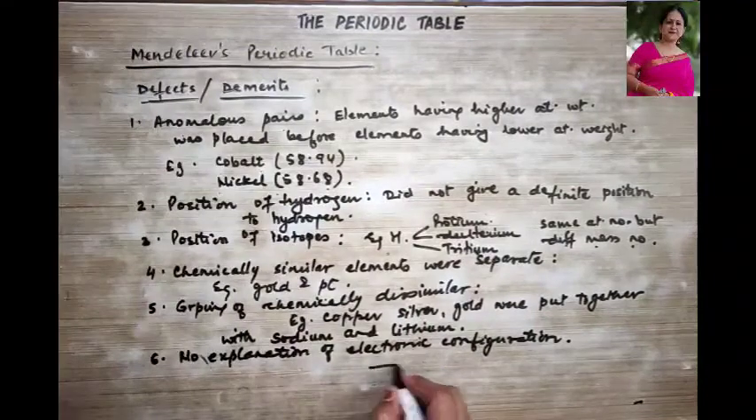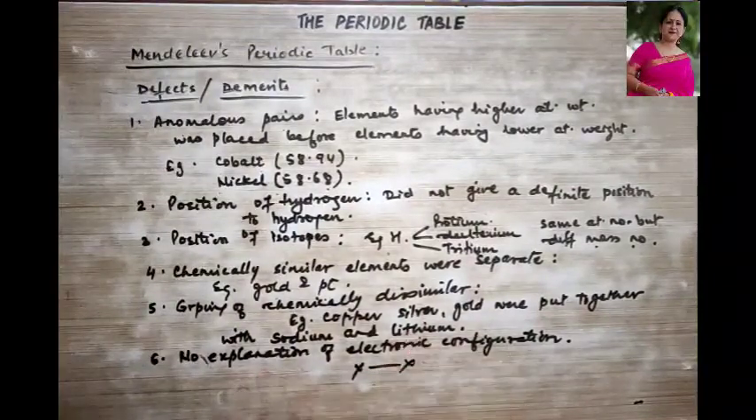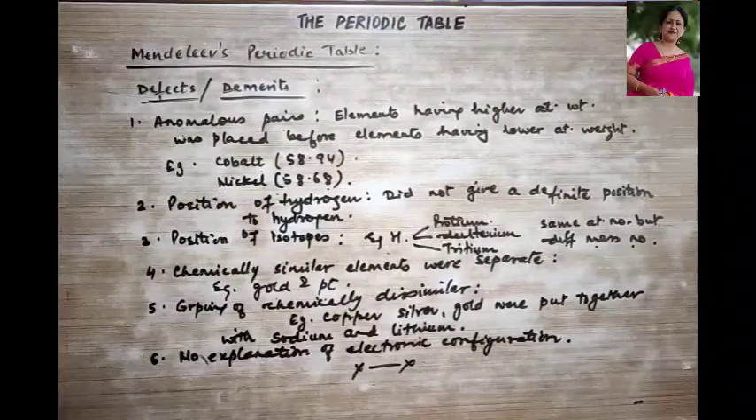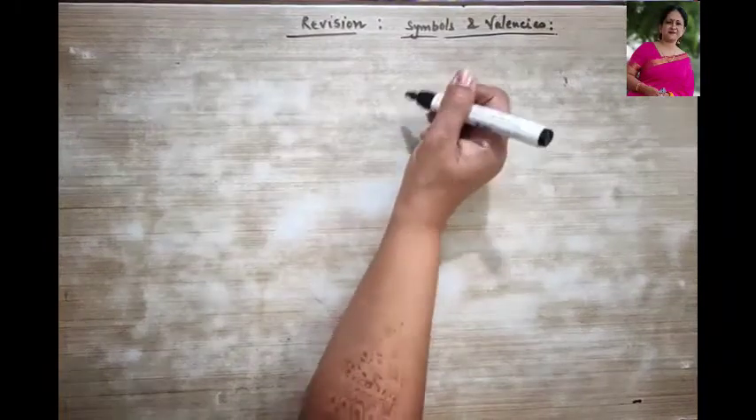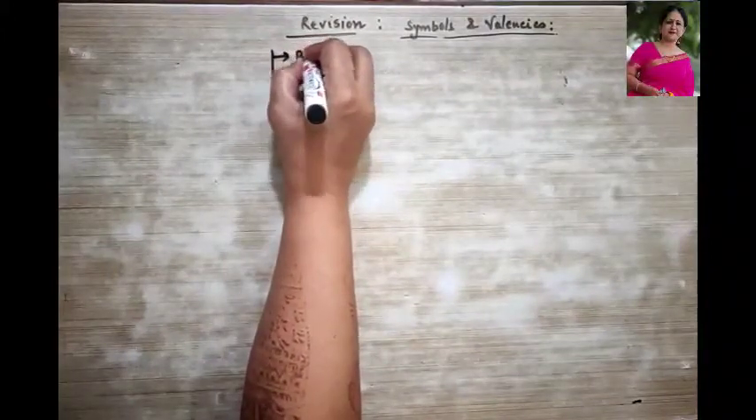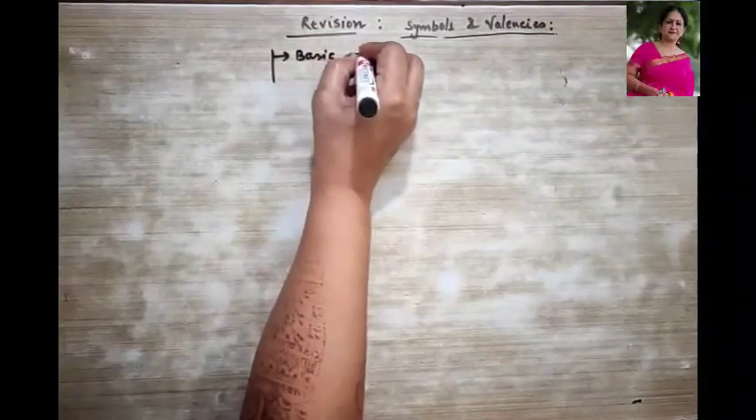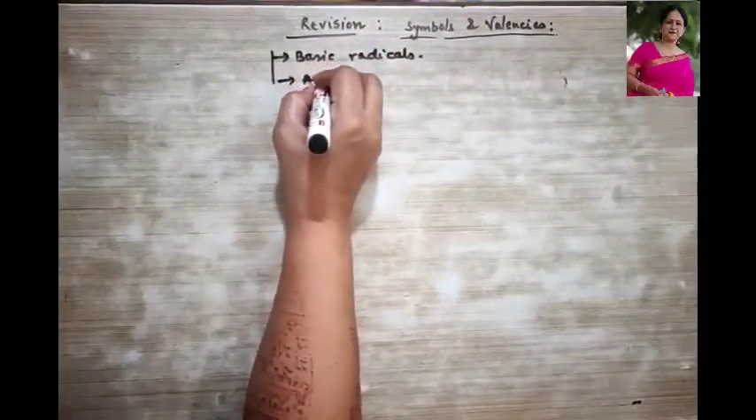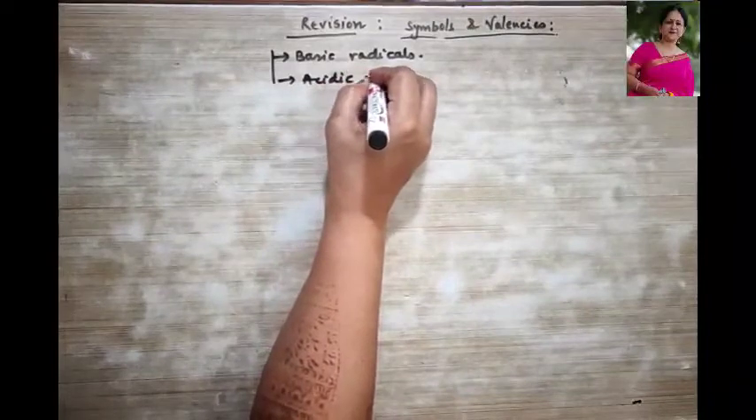So we do only till here today. We do a little revision on the valencies and symbols today, because that is very important. That is coming in your test as well. And then I wind up the video. Now over here, what are we going to study? We are going to talk about either basic radicals, or acidic radicals.